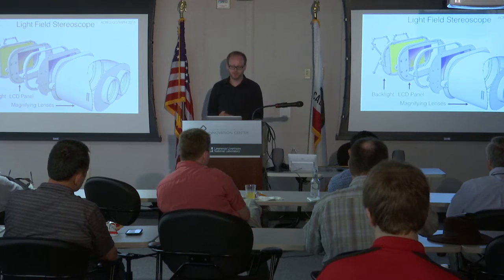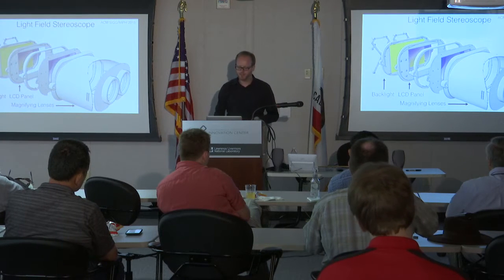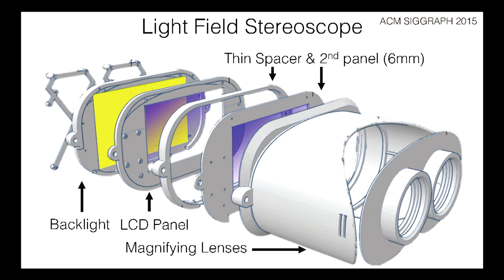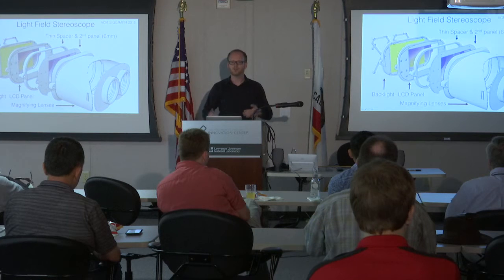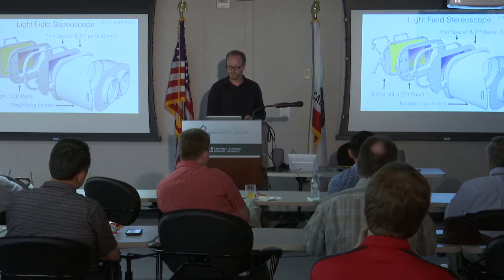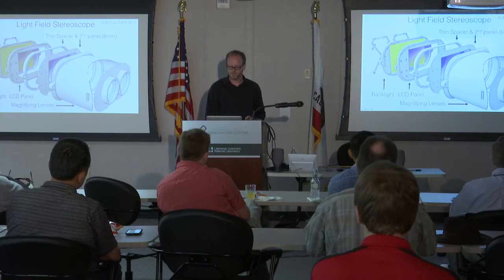The hardware is very similar to a conventional near-eye display. Basically, you have a backlight here. Can you see this? Yeah. Backlight here. We use LCD panel, although most consumer electronics companies now use OLEDs because they can switch faster. There's a bit of a spacer, about 6 millimeters, and then there's a second LCD panel here. So we basically have 2 planes inside the display, and then we have the magnifying optics in front of it.